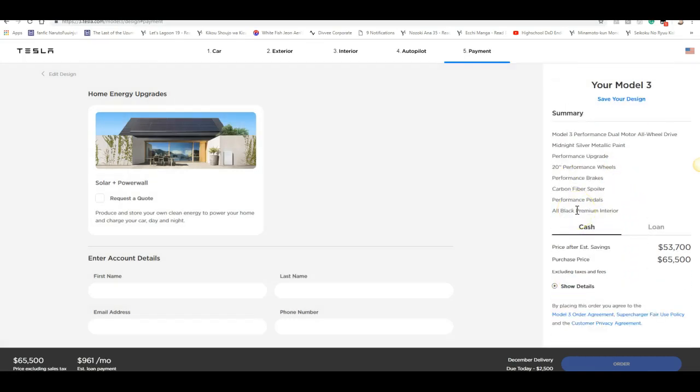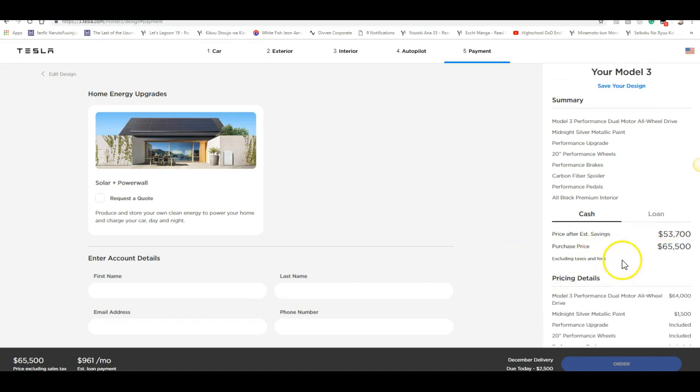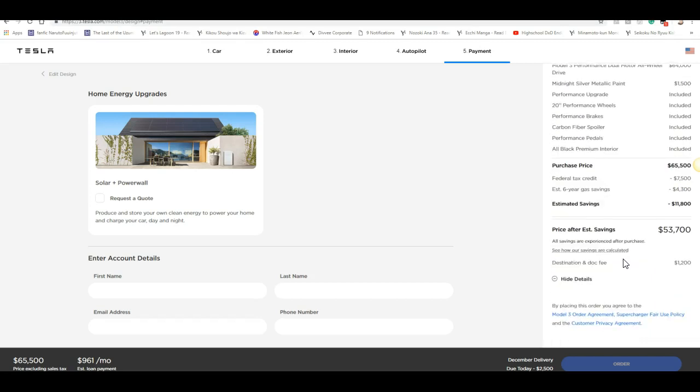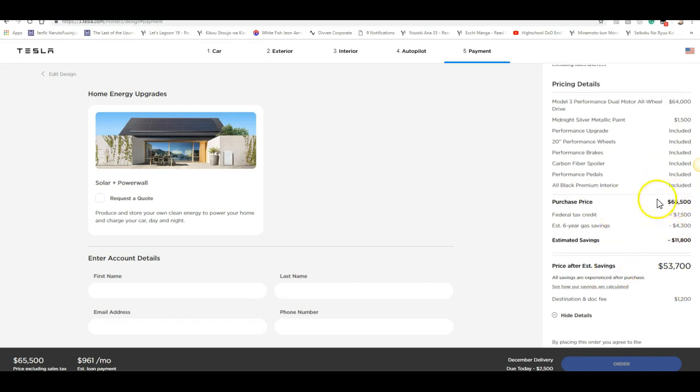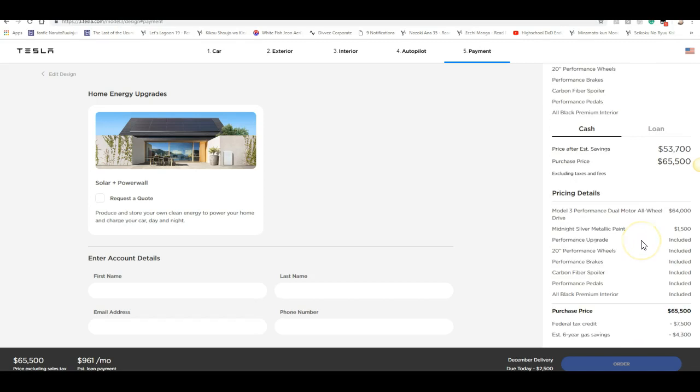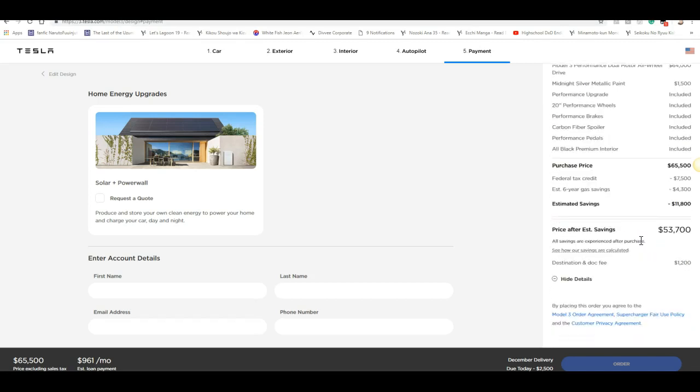And then the purchase price of this will be $65,500 brand new. And this is the performance version. That's why it costs so much. Then they're talking about if you did the tax credit and save gas over the next 6 years. I don't pay attention to that mess. I just look at the purchase price. That's what I look at in reality, because that's what you're actually paying today.